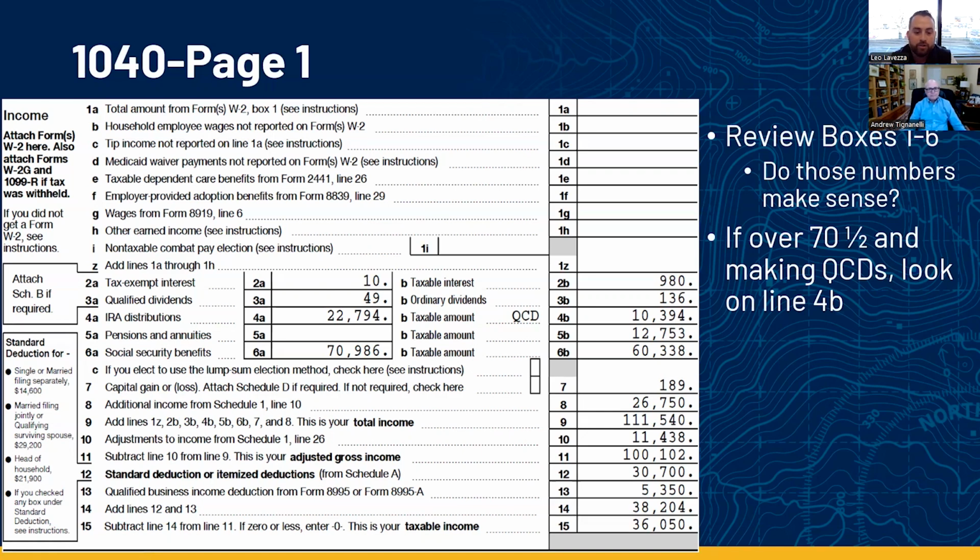Because, as Drew knows well, the custodians, most of them, don't like to report that QCD number on the 1099s when they give it to you. It's kind of up to your preparer to make sure that that information is accurate. Yeah, that's a terrible mistake if it's made, and it can be easily overlooked.